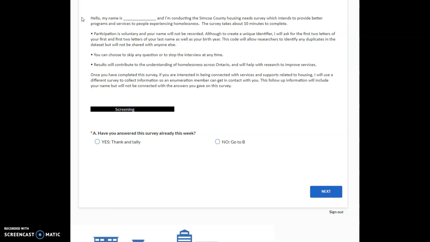Although, to create a unique identifier, I will ask for the first 2 letters of your first name and the first 2 letters of your last name, as well as your birth year. This code will allow researchers to identify any duplicates in the data set, but will not be shared with anyone else.